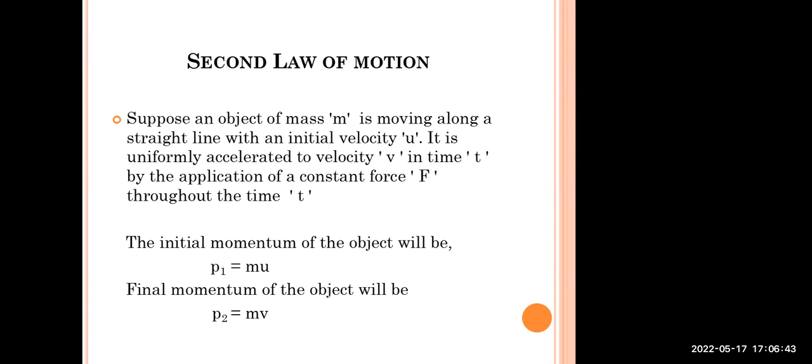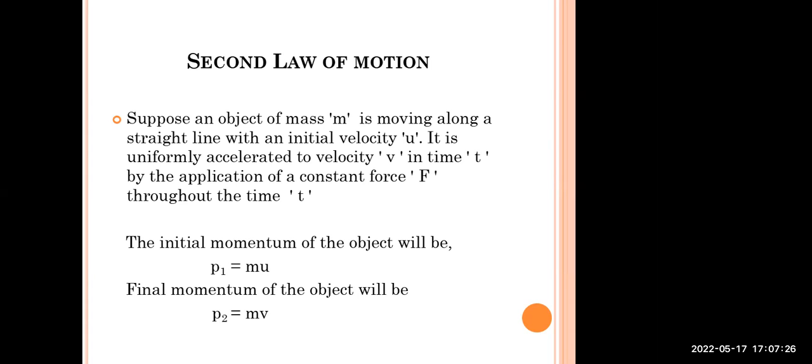This is the explanation for the second law of motion. There is one object whose mass is m, which is moving along a straight line with its initial velocity u. We know that the terms used to denote velocity are u and v. U is your initial velocity and v is your final velocity. So the object has mass m, initial velocity u and final velocity v. The time through which we are applying that force will be t. F is the constant force which we are applying to the object at time t.